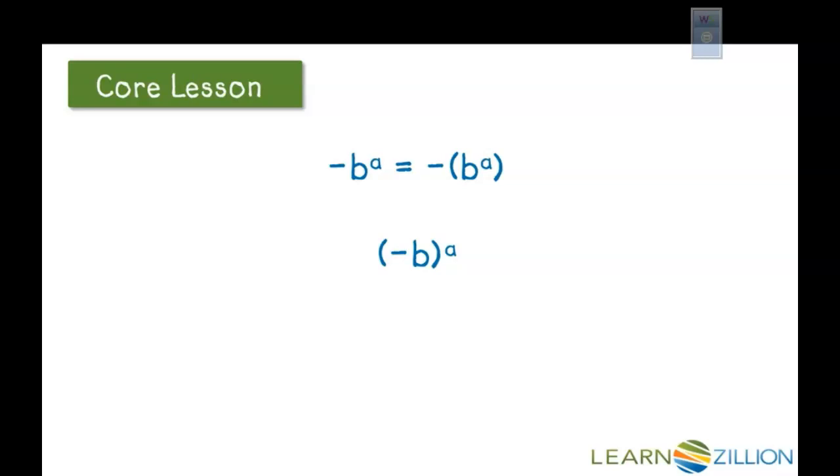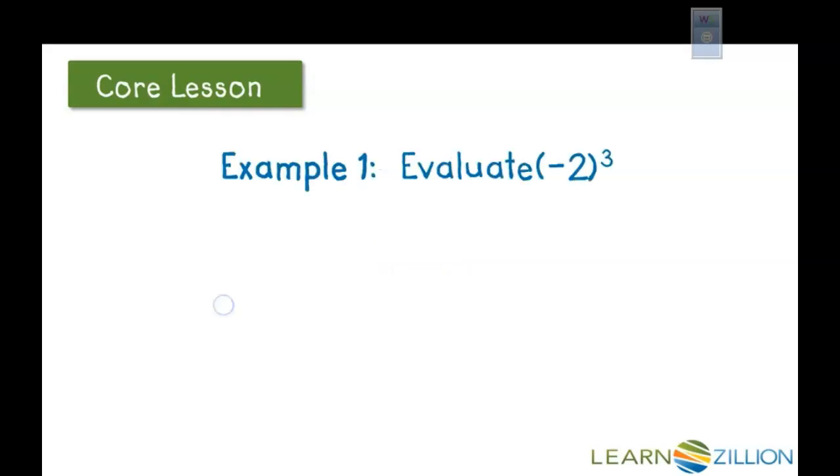So be watching for that. That's what our first few questions are going to be on. Outside the parentheses. Let's try this in a few examples. Here we are asked to evaluate, or find the value of, negative 2 to the third power. Since negative 2 is in parentheses, negative 2 is the base number, we multiply by itself 3 times.